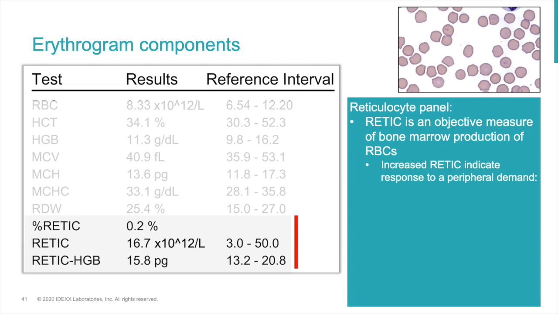When we see an increase, that means that the bone marrow is responding to a peripheral demand for erythrocytes. An important point to make here is that the absolute reticulocyte count is not only important for the anemic patient, but also the non-anemic patient. And we'll discuss that in a case a little later.